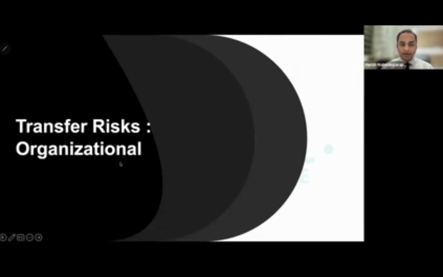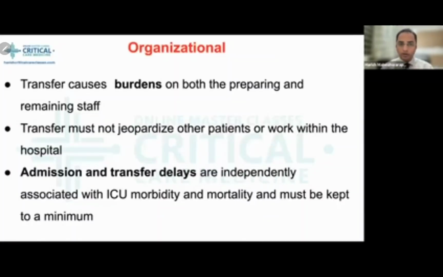Transfer risks which are organizational, as I already told, are related to governance processes and all. Transfer causes burdens on both the preparing and the remaining staff. Obviously one team is preparing the whole process of the transfer, and one team is assisting in preparation. The patient is managed in the ICU, they need to give the handover, and they need to cover some of the gaps in the transfer team. All those things will put a burden on both teams.